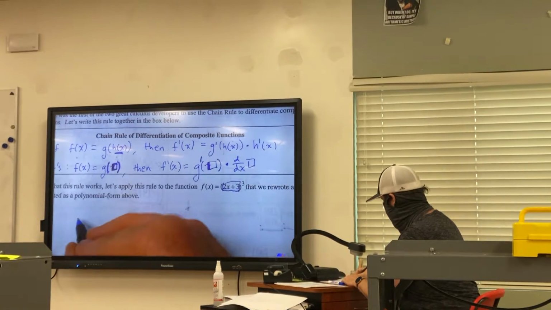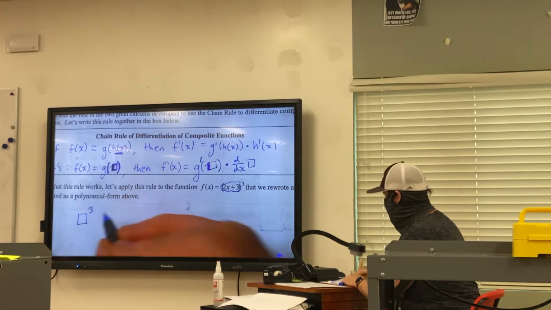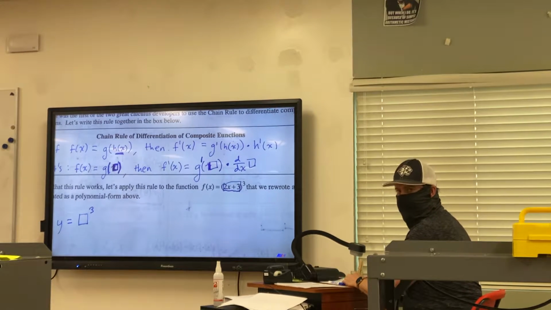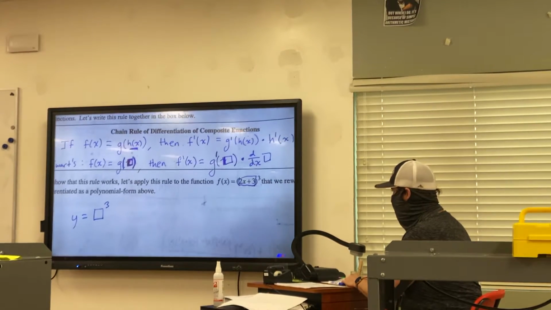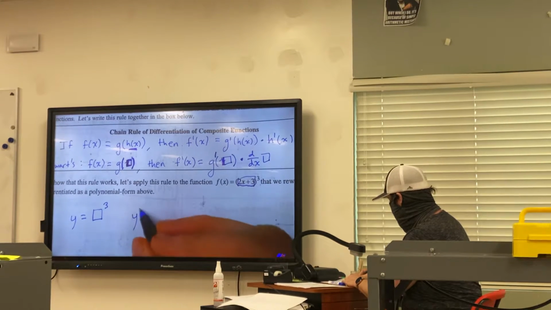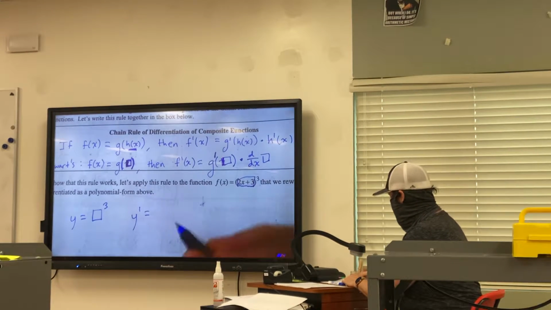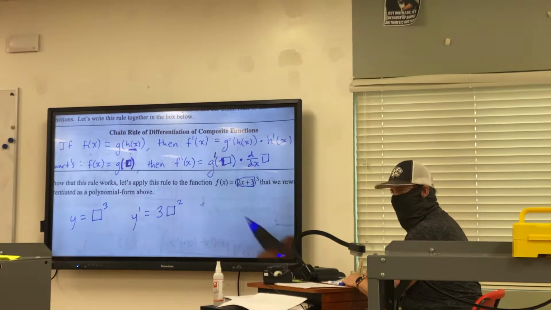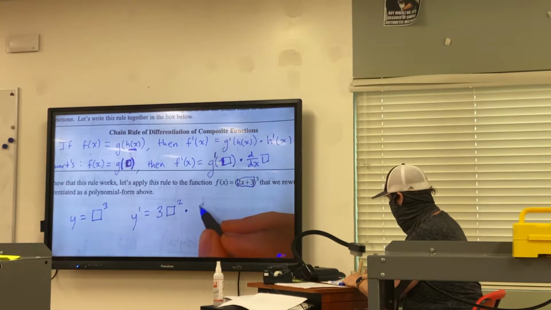Box cubed. If I had box cubed, if that's what y equals, if y is box cubed, what is y prime then? It's not 3 box squared, because I have to do chain rule. It's 3 box squared times the derivative of the box.